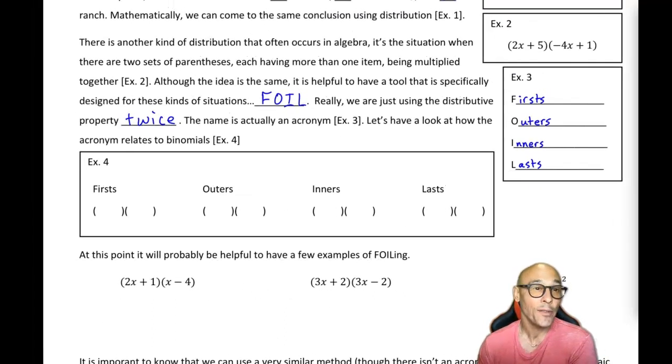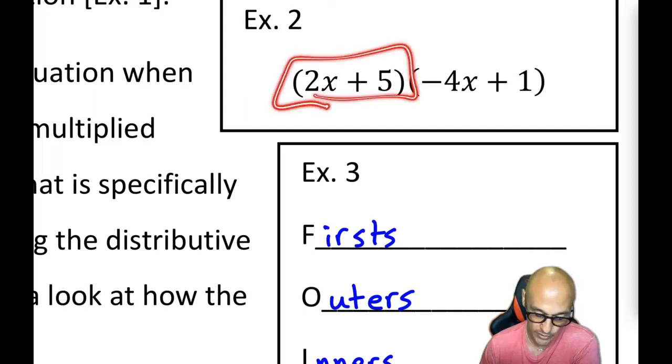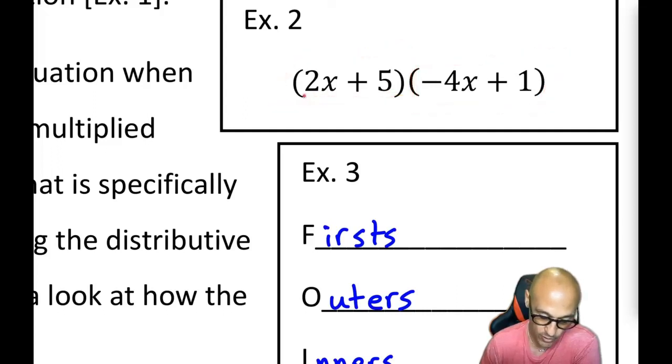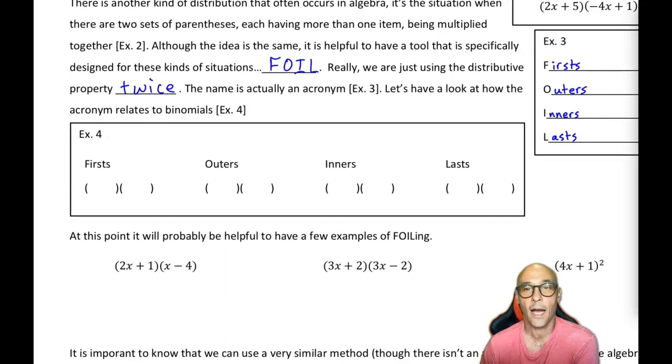Let's have a look at how the acronym relates to binomials. So remember, binomials, that's a term that just means 2 names, really, or 2 terms. So in example 2, these are 2 binomials. There's one binomial, there's another binomial. The binomial has 2 terms, an x term and a constant. Not all binomials have an x term and a constant, but these do. So we're going to look at how firsts relates to the binomials.